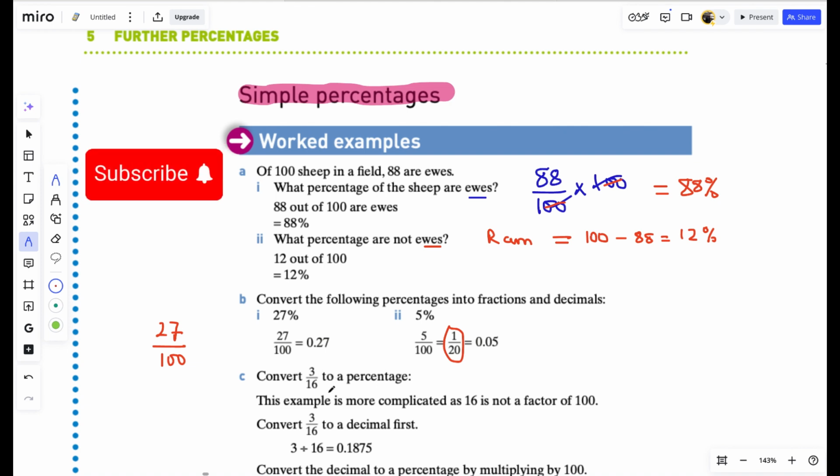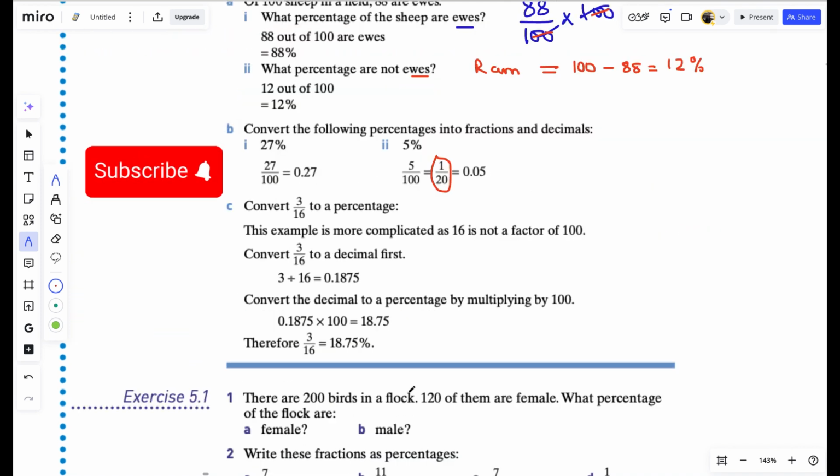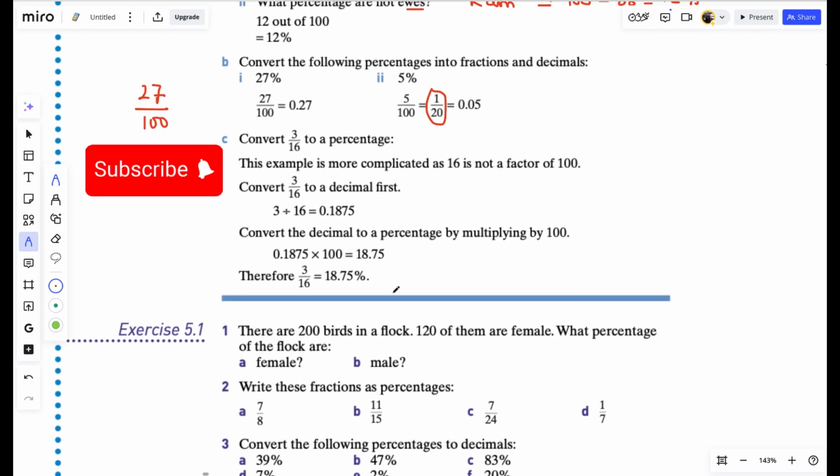Now, let's convert 3 over 60 to percentage. So what we do, you just multiply, you say 3 over 60 times 100. Or you change to decimal first, and then you multiply by 100. Or you go straight away, multiply by 100. So whichever way, it's fine.